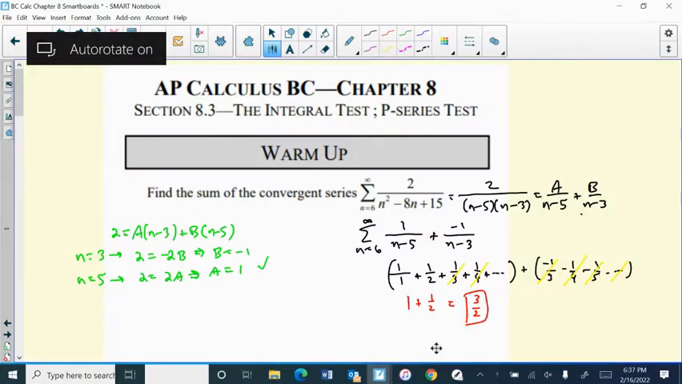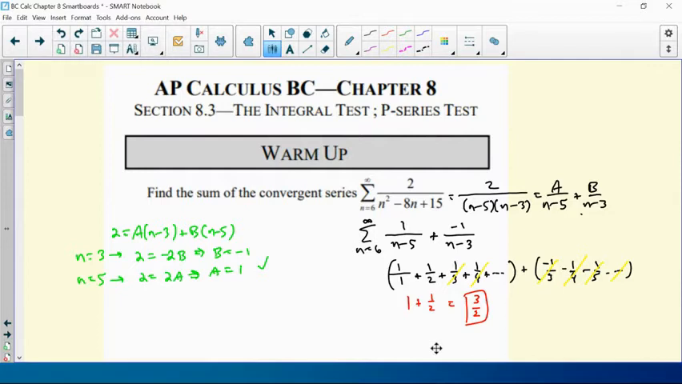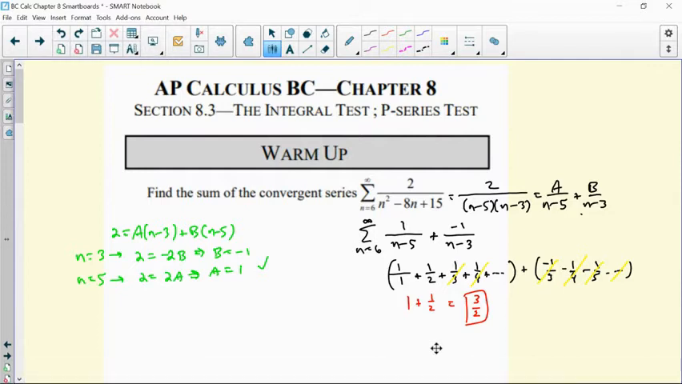Okay, so this video is going to take a look at the integral test, and either the P series test, or I'll make a second video for that. But the first thing you want to do is, well, don't look at this answer. Pause. I want you to complete that warm up, and make sure you can do that telescoping sequence.